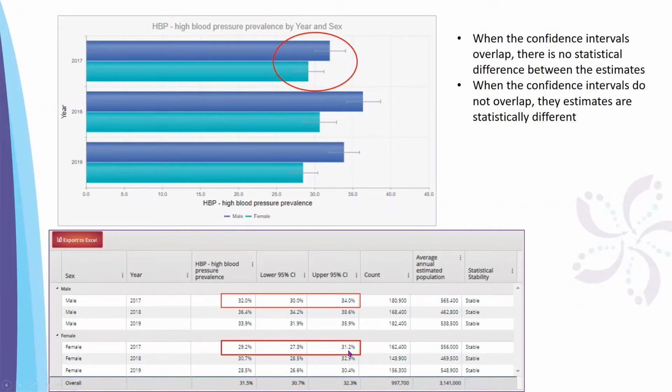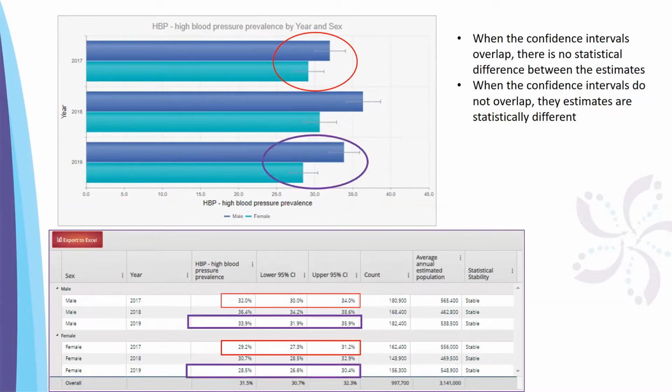And we can see that the highest rate that women could be would be 31.2, and the lowest rate that men could be would be 30%. And if that were the case, then the prevalence of high blood pressure among women would be higher than that among men, right? But if it was 34 compared to 31, then men would be higher, right? But because their confidence intervals overlap, we can't be sure in this particular example that men are more likely to have high blood pressure than women.